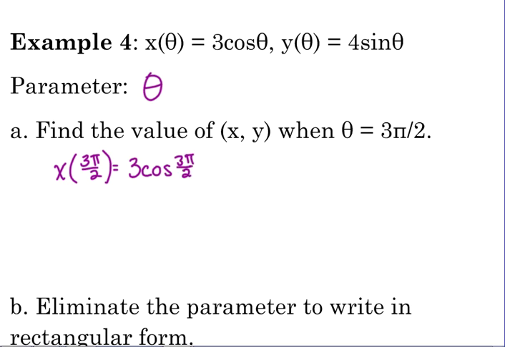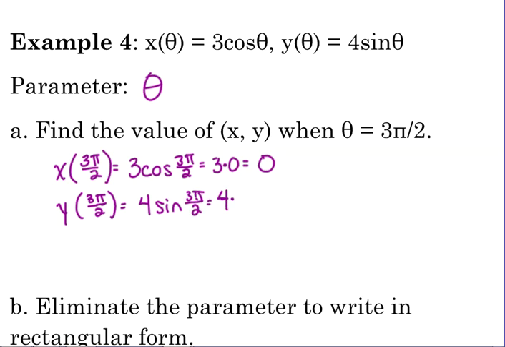What's the cosine of 3 pi over 2? Zero. Yeah, y'all knew that, right? The y of 3 pi over 2 is 4 sine of 3 pi over 2. Anybody know what the sine is now? -1. Think about where 3 pi over 2 is. 3 pi over 2 is at the very, very bottom. So if the cosine is 0, the y is -1. So the x, y here is 0, -4.